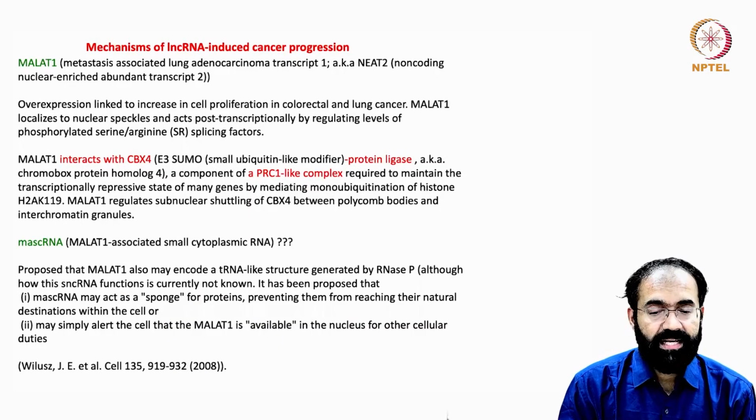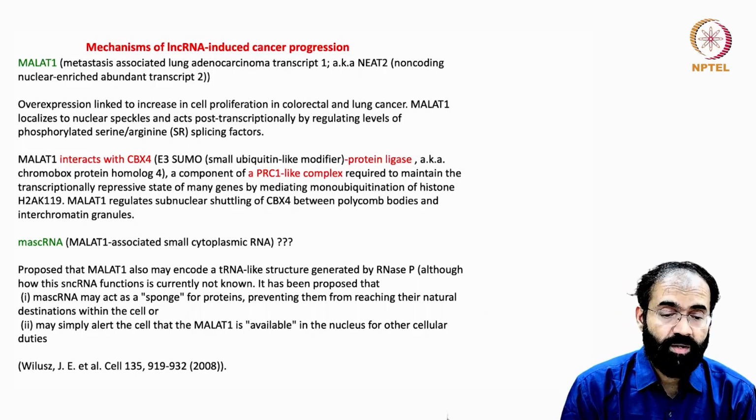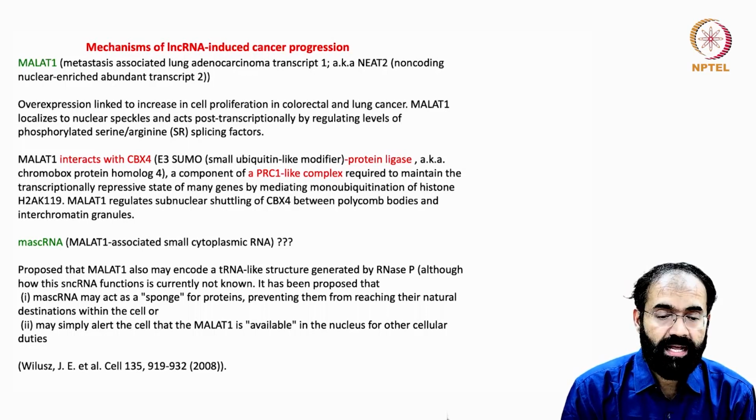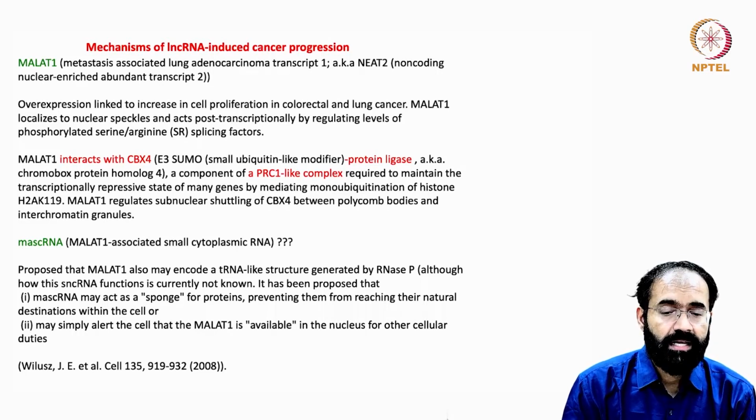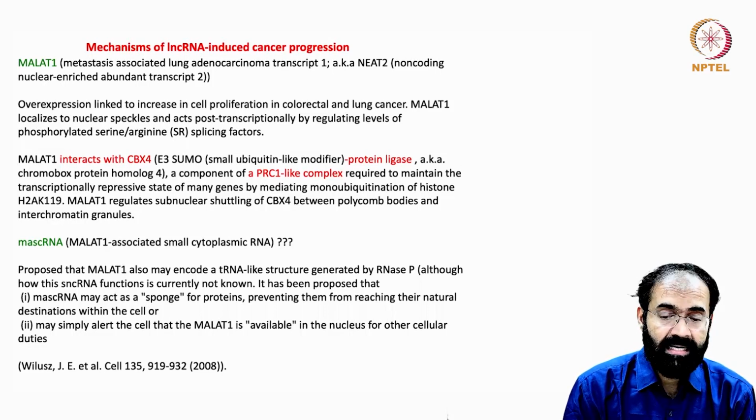Another example of a long non-coding RNA leading to cancer is MALAT1. What is the full name of this non-coding RNA? Metastasis associated lung adenocarcinoma transcript 1. This gene has another name, NEAT2, that is nuclear enriched abundant transcript 2. Its overexpression is linked to an increase in cell proliferation. When MALAT1 is overexpressed, it can cause an increase in cell proliferation in colorectal and lung cancer.